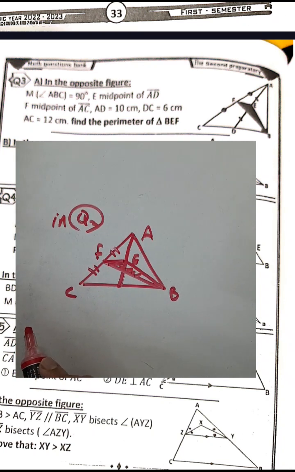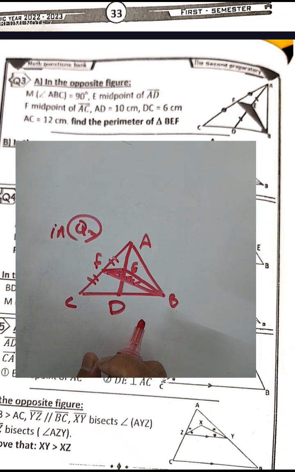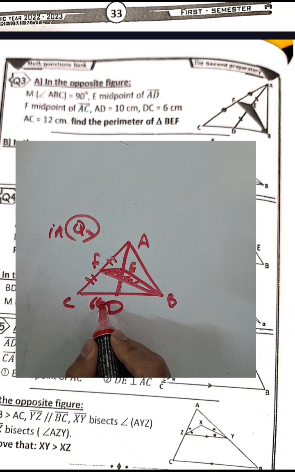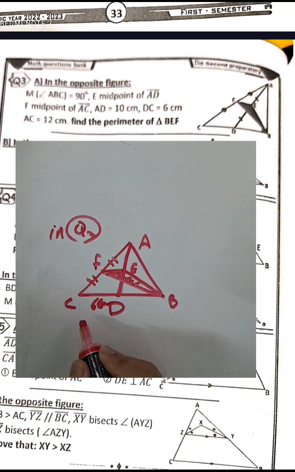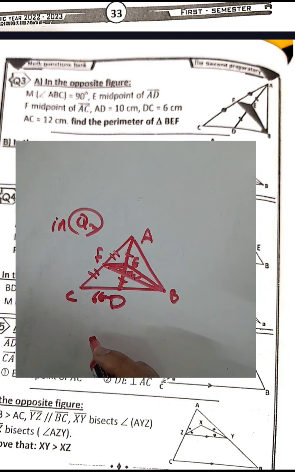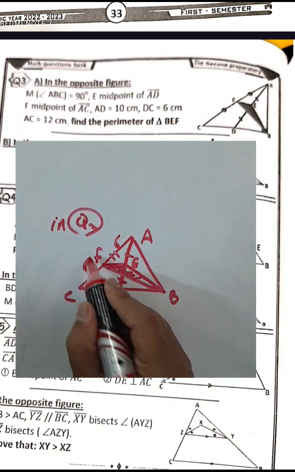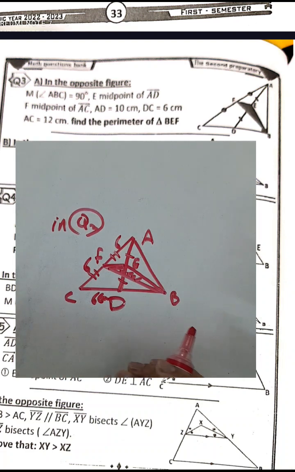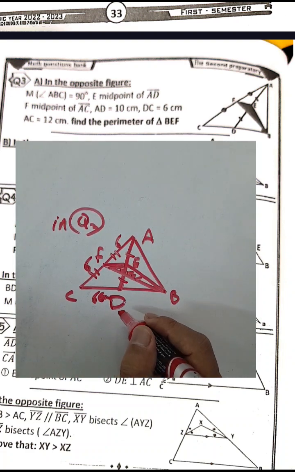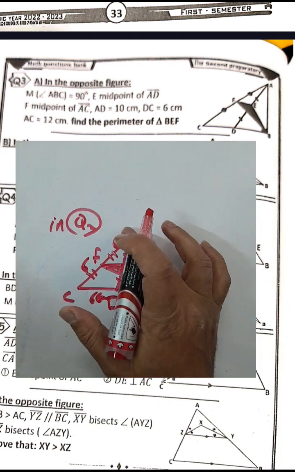And he gives us AD, this side length was 10, and DC was 6. This side length 6 centimeter. And it's equality, AD equality. And AC was 12. It was 12, then it will be 6 and 6, okay? 12. And we have a right angle here. Okay, it's a right angle. Again, we have a right angle triangle. Okay, right angle triangle here.